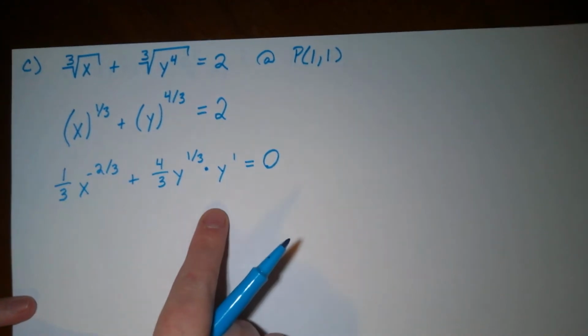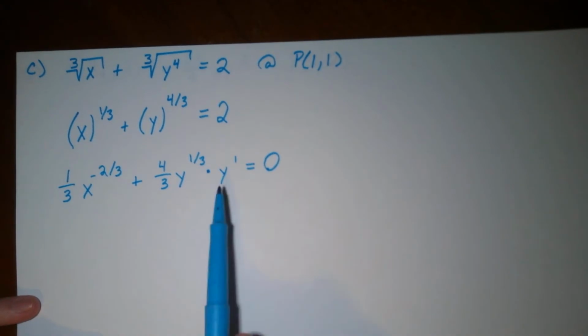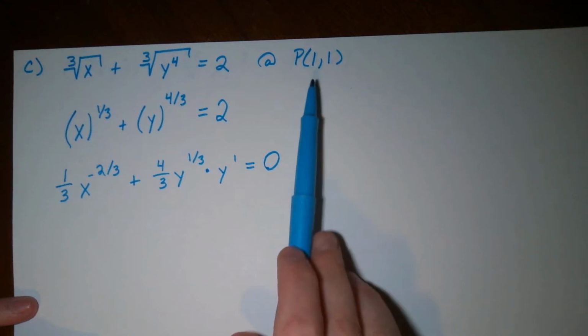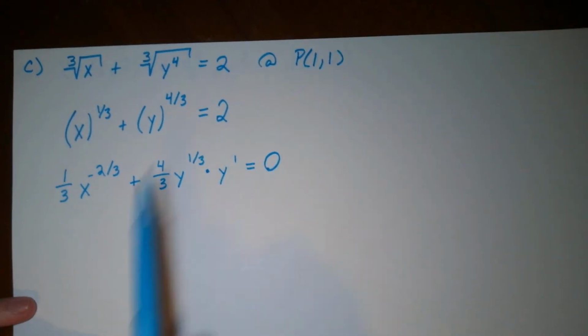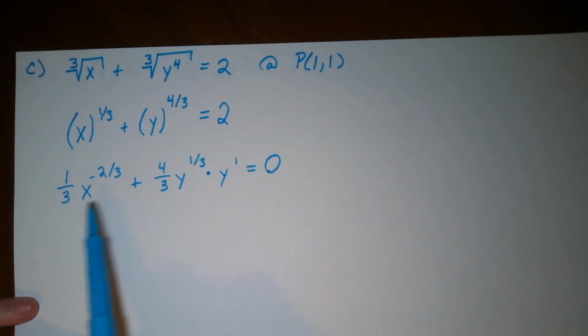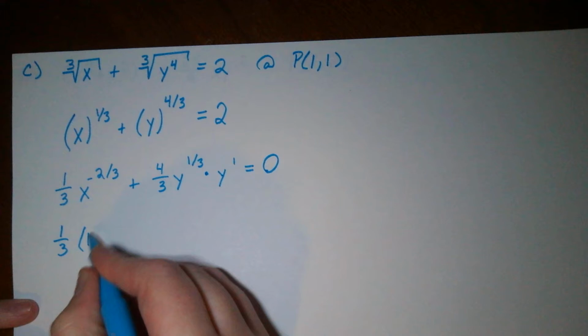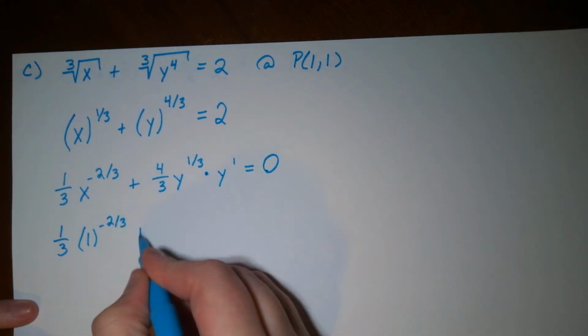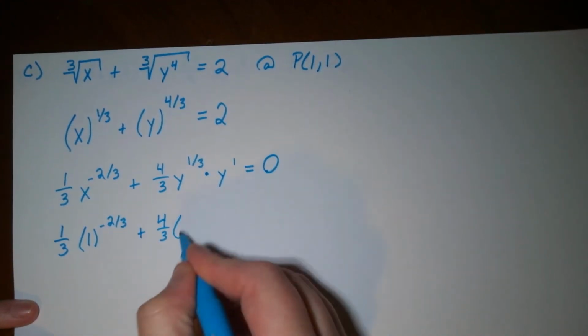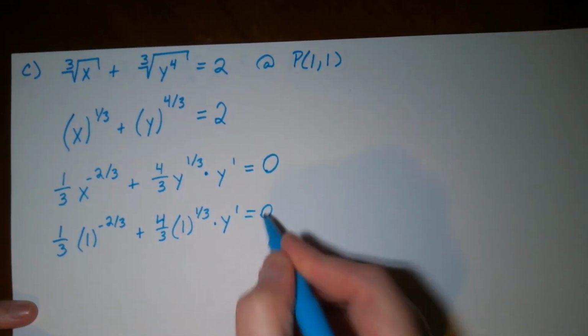Now here's something that's going to be kind of neat. Because we want to find the slope at a particular point, we don't necessarily need to solve for y prime immediately. What we can do is plug in our 1 and our 1 for our x and our y, and then solve for y prime. It's going to be a little bit easier because then we'll have numbers instead of all of these variables floating around. So I'm going to have 1/3 times 1 to the negative 2/3 plus 4/3 times 1 to the 1/3 times y prime equals 0.